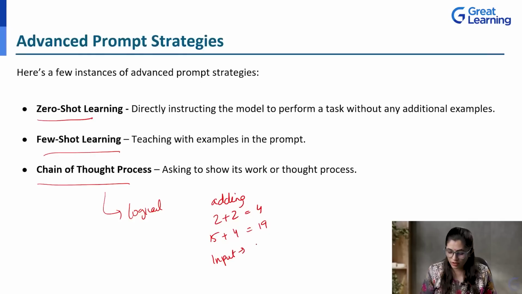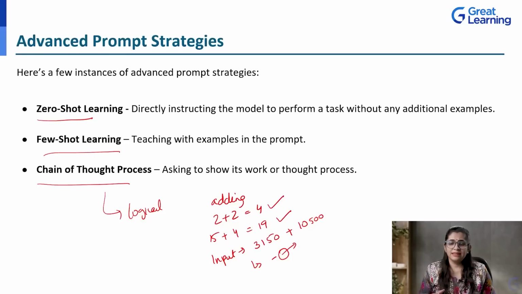Okay, I want 3150 plus 10,500. What will be my answer? You are telling how to do the process, and then you are asking in your input, what will be the output? This is very basic. There are complex problems.